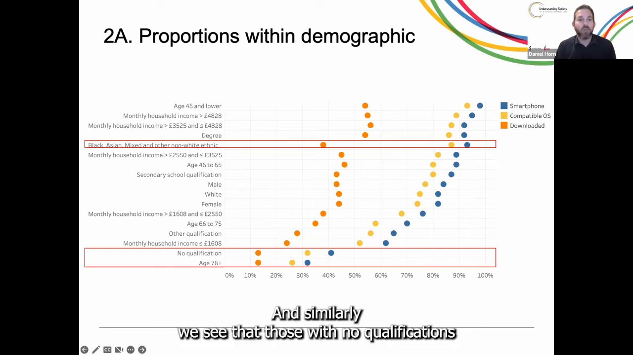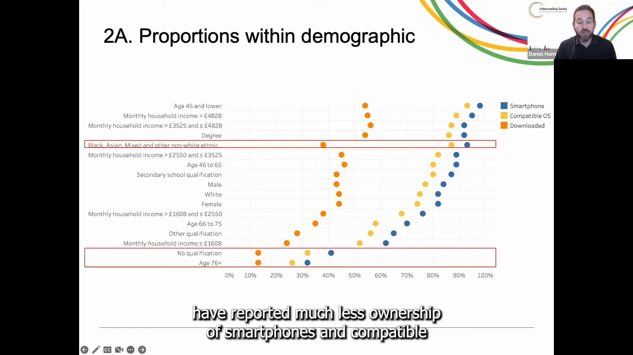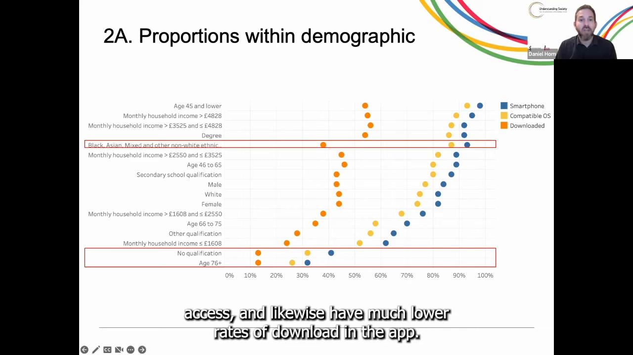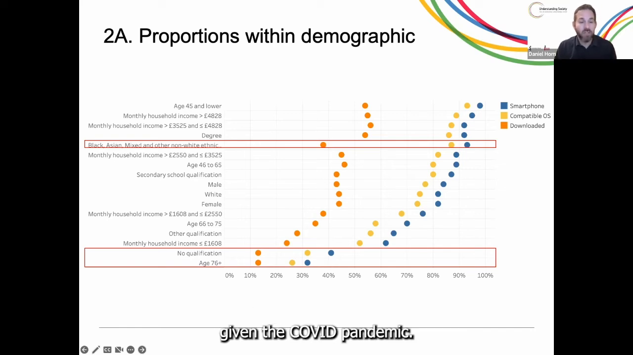And similarly, we see that those with no qualifications and those of higher age groups have reported much less ownership of smartphones and compatible OSs, and likewise have much lower rates of downloading the app, specifically groups we would expect to benefit from the app given the COVID pandemic.